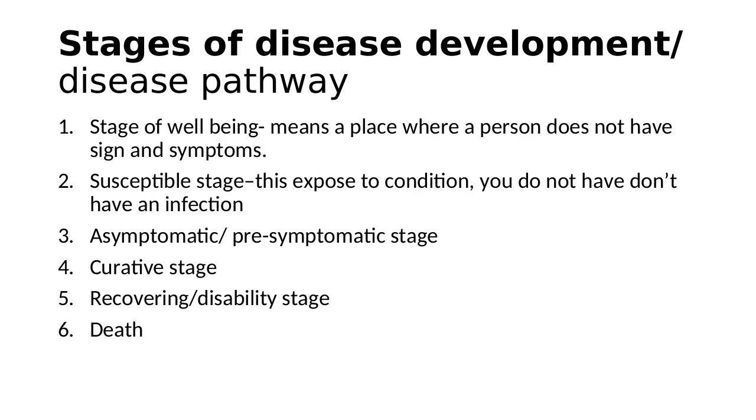So for a disease to occur, it doesn't just appear. You don't just wake up in the morning that you're sick. It has to start in stages. There is stage number 1, which we call the stage of well-being, where you're healthy, and the causes of disease or the risk factors that normally cause a disease are not present at that time. So the stage of well-being means a person does not have any signs or symptoms, and the risk factors are also not present.